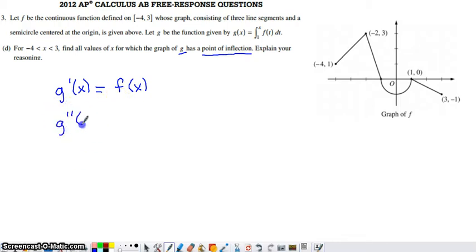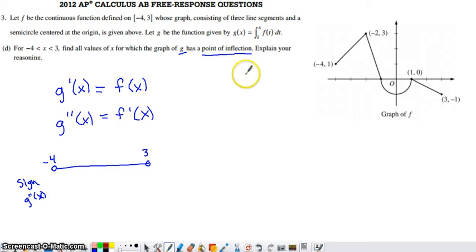If we want g double prime of x, g double prime of x is going to be, well, the derivative of f is f prime. So g double prime corresponds to f prime. Now, if we want to determine what the sign of g double prime, the second derivative of g, is for all values in between -4 and 3, in other words, build a sign chart for g double prime, we're going to have to figure out when g double prime is equal to 0 and figure out when that second derivative is undefined. So the second derivative is equal to 0 at any places where f prime is 0.